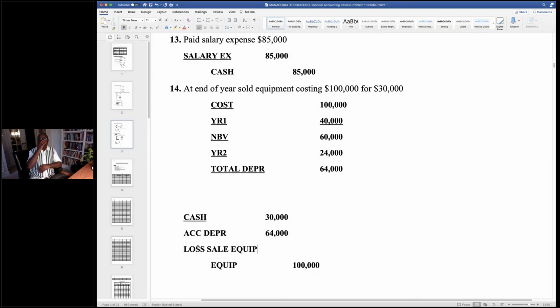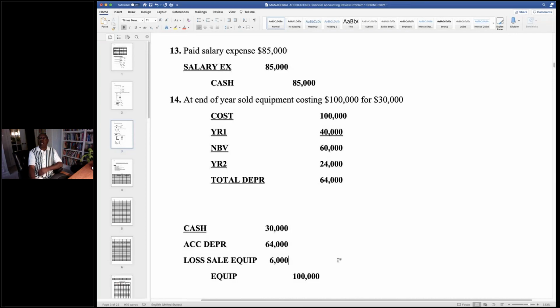And how much is this loss going to be? Is it 34,000? No, it's going to be the amount of money that makes this balance. That'd be 6, right? Yeah, 94. Taking 100, it'd be 6,000. So 30, 64, and 6 equals 100. So someone asks, okay, do they always have to equal? Yeah, the debits have to equal the credits.